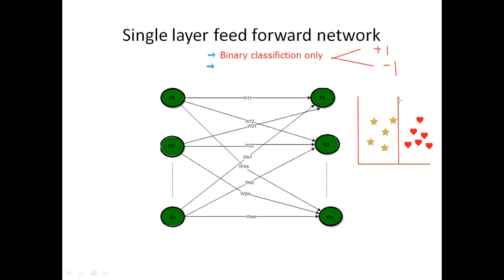By drawing a hyperline within a 2D space, we are going to classify the data points, or divide the total data points into two groups. This is group one, this is group two. One group is represented by plus one, and the second group is represented by minus one, isn't it?